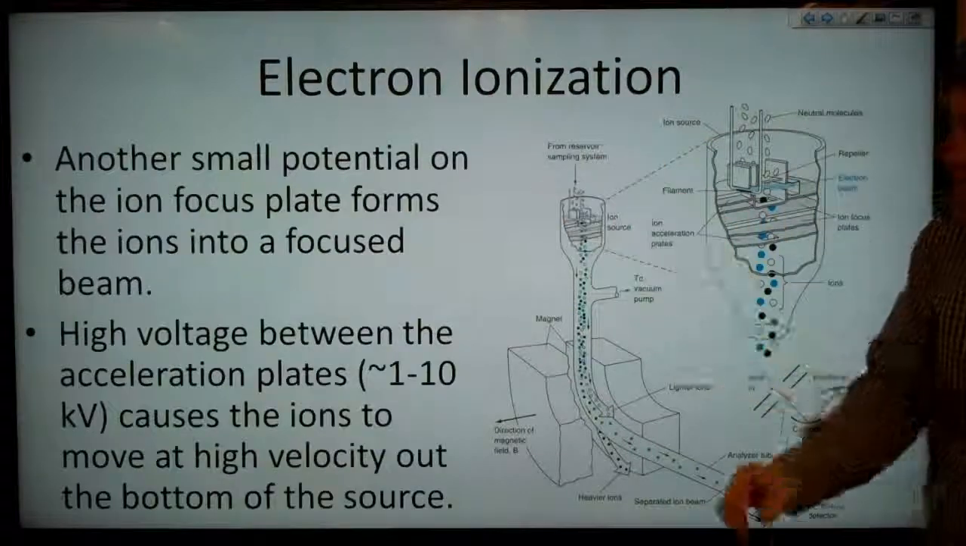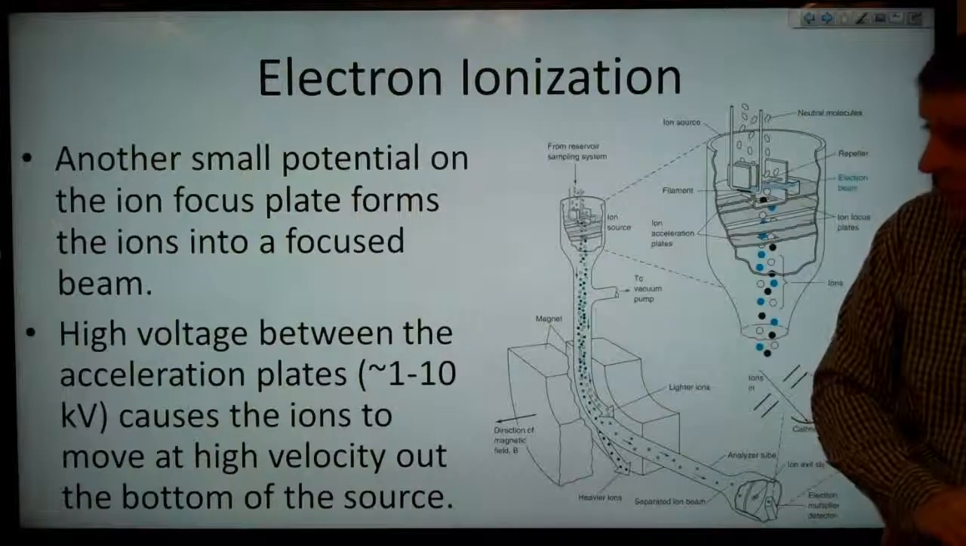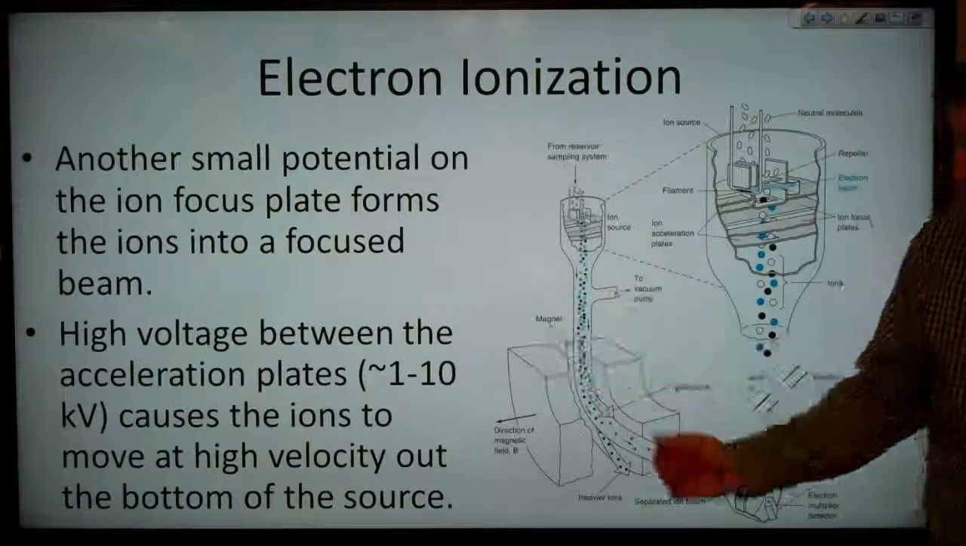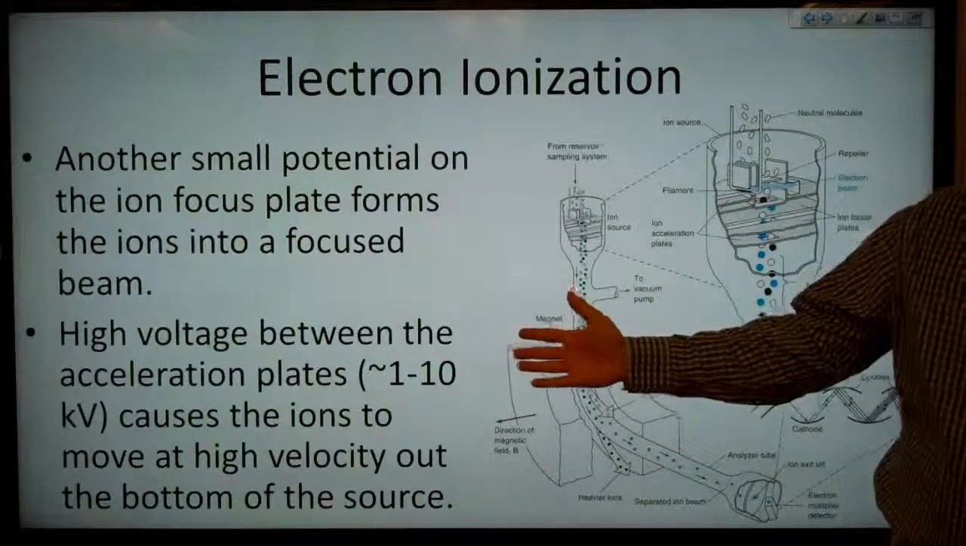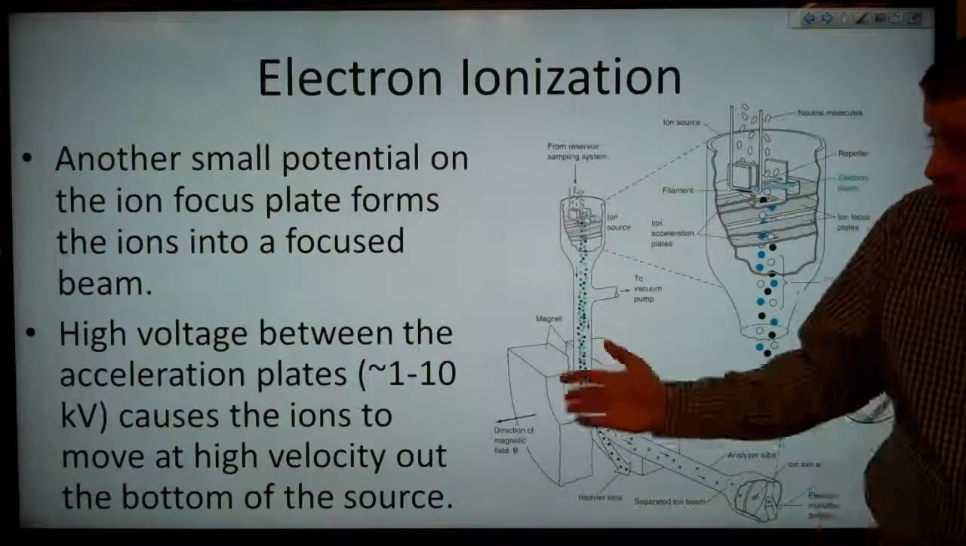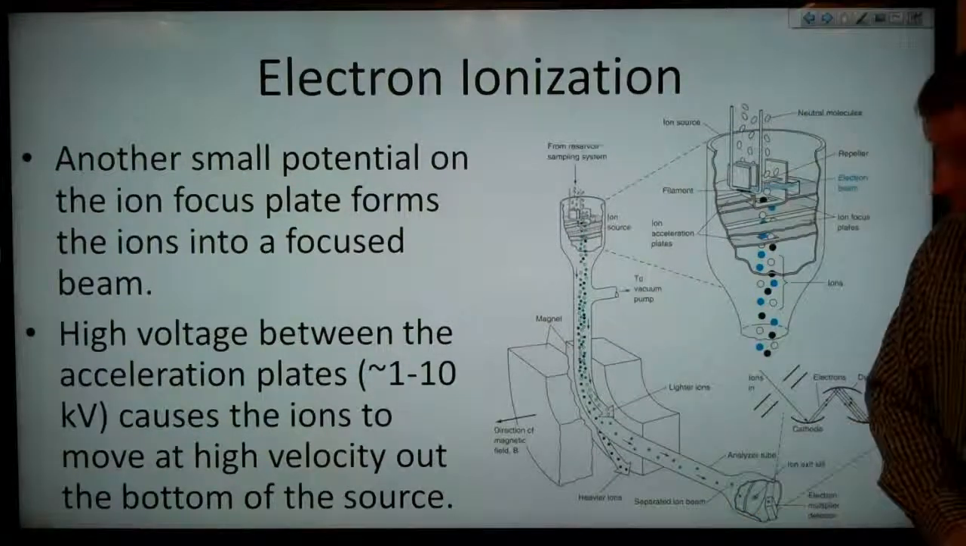Another small potential on the ion focus plates here forms the ions into a focused beam. And then a high voltage between the acceleration plates here and there, somewhere between 1 and 10 kV, causes the ions to move at high velocity out the bottom of the ion source and into our analyzer tube.